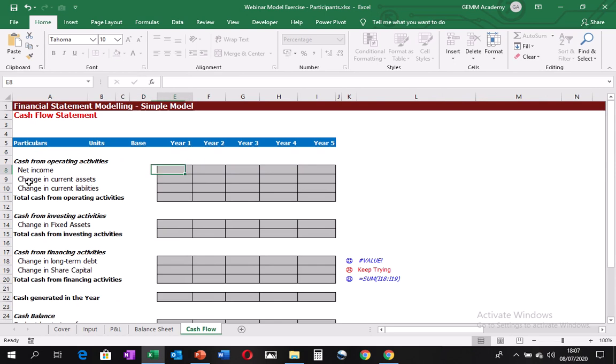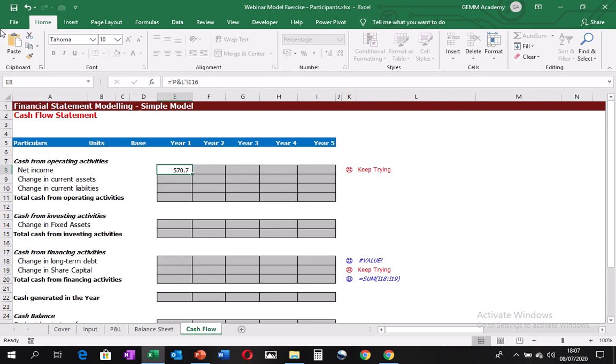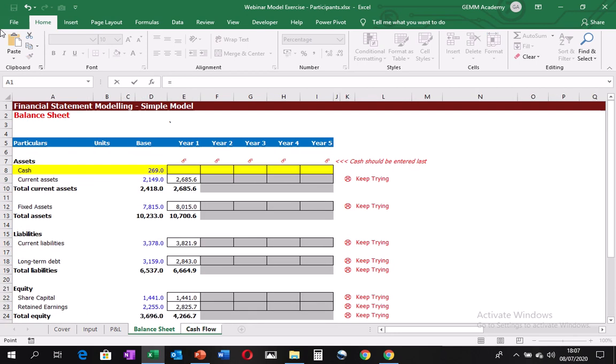The first thing: this is an indirect method for preparing the cash flow statement. So we'll move to net income. Net income is the first item. We can get net income from the P&L account, year 1. Don't forget we are forecasting for year 1. So P&L account, then change in current assets equals, you go to the balance sheet, you can see the change in current assets in the balance sheet.